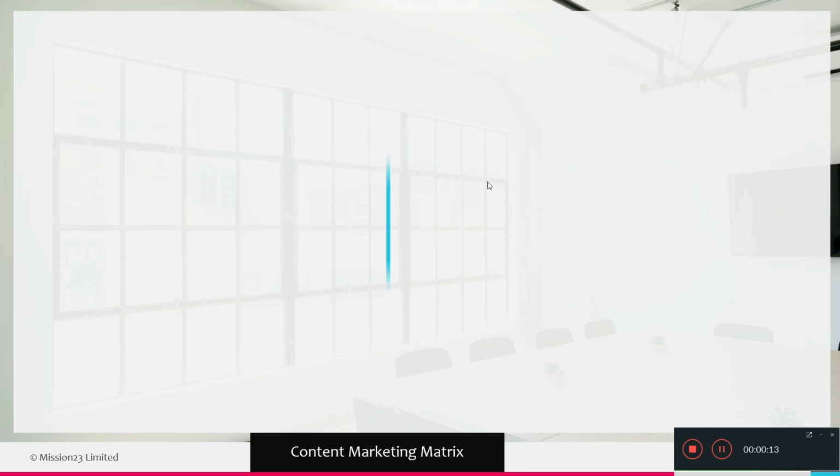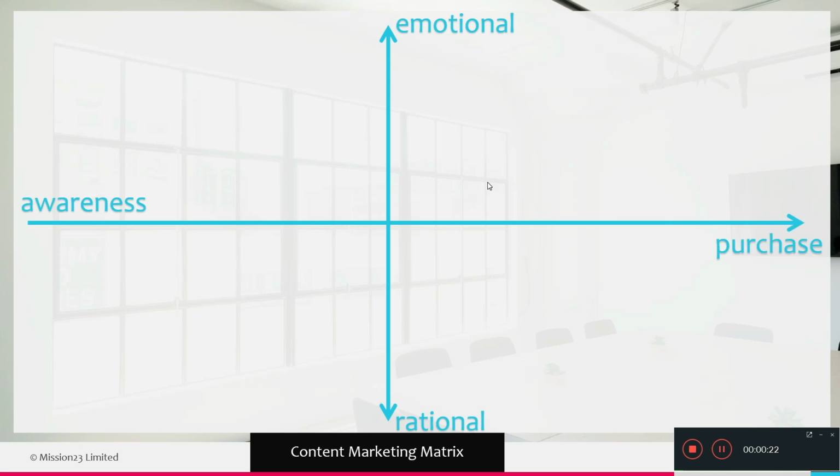In order to understand the content marketing matrix, we need to look at the two dimensions, the emotional versus the rational. Now, we all buy for emotional needs, but we also want to rationalize it down and make sure that we're making the right decision. So we fluctuate between the two. And throughout the journey from starting with the customer, making them aware of our products and services, right the way through to eventual purchase, we need to make sure we cover off both sides of that.